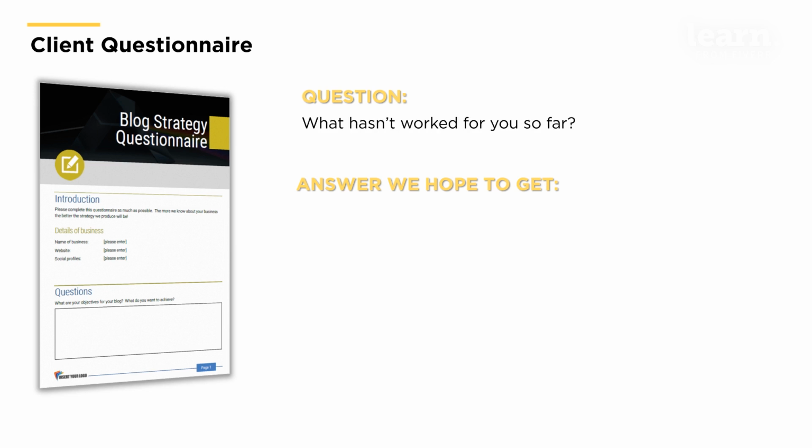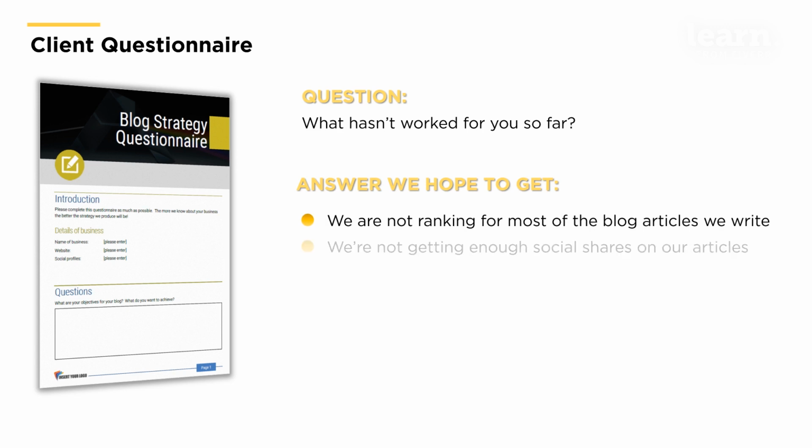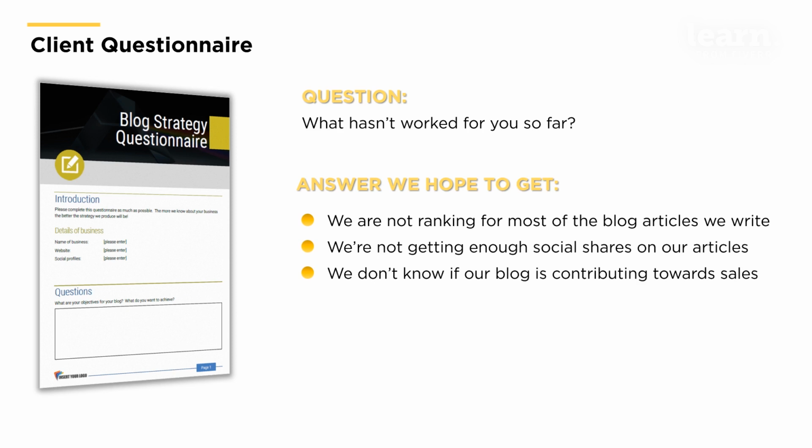What hasn't worked for you so far? We're not ranking for most of the blog articles we write, we're not getting enough social shares in our articles, and we don't know if our blog is contributing towards sales. So in the course, we will show you how to rank for the articles, doing on-page and off-page optimization, which we'll explain later. We'll explain how to dramatically increase social shares in the articles, and we'll show you how to create the goals so you can see if the blog is actually working or not.